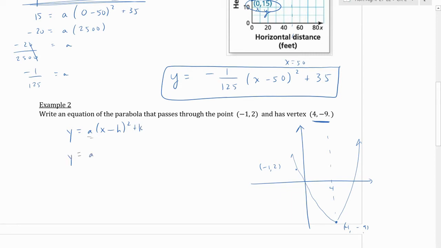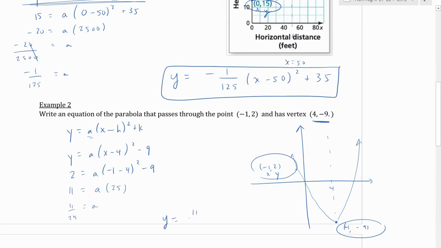And I know if the vertex is at (4, -9), I went 4 to the right and down 9. And then I'm going to use this other point, (x, y). If y is 2, x is negative 1. So let's just go ahead and add 9 to both sides. Negative 5 squared is 25. That means that a value is 11/25. And then I've got the equation of a parabola.